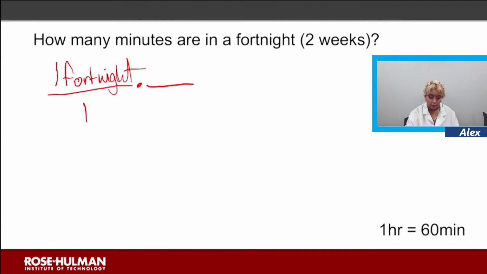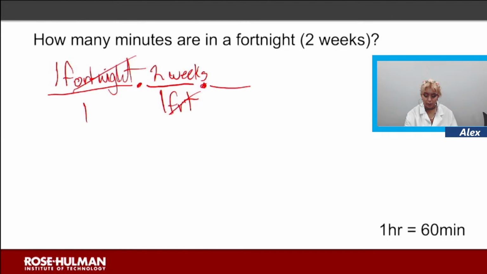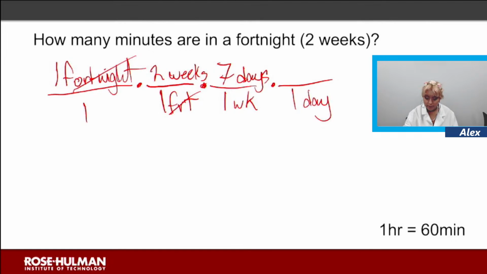And for every fortnight passes 2 weeks. So I'm gonna shorten this as FRT. I'm not sure what the regular shorthand for it is, but we're just gonna go with that. So fortnights cancel out. Now we want to get rid of our weeks and do for every 1 week that passes, 7 days passes. For every day, there are 24 hours.